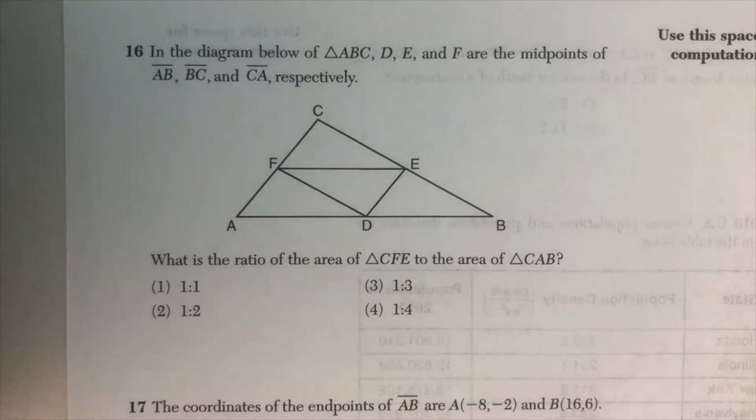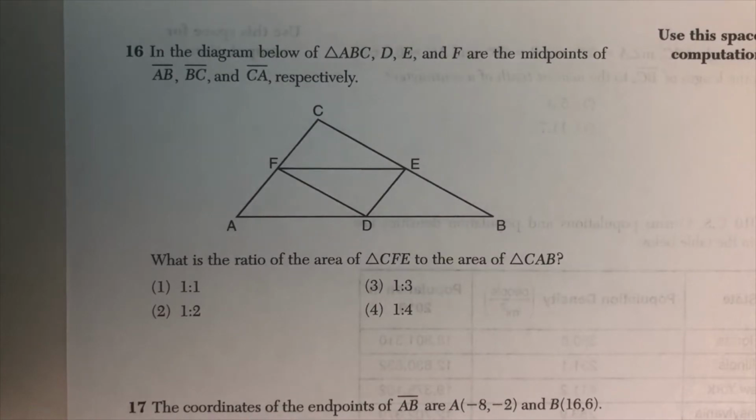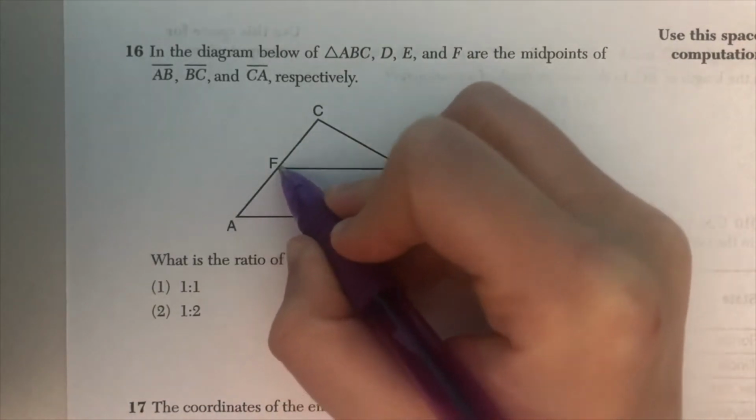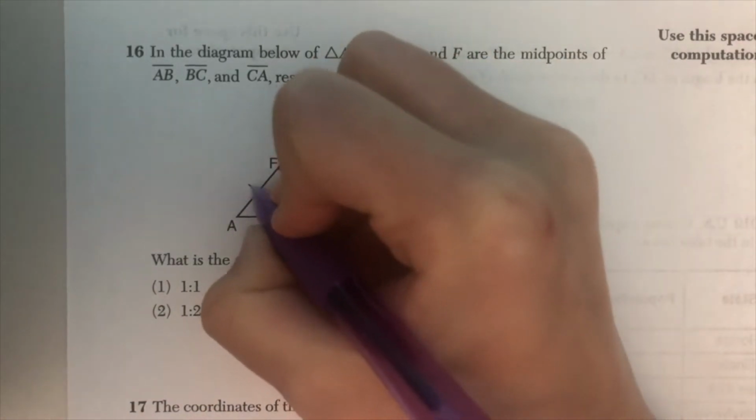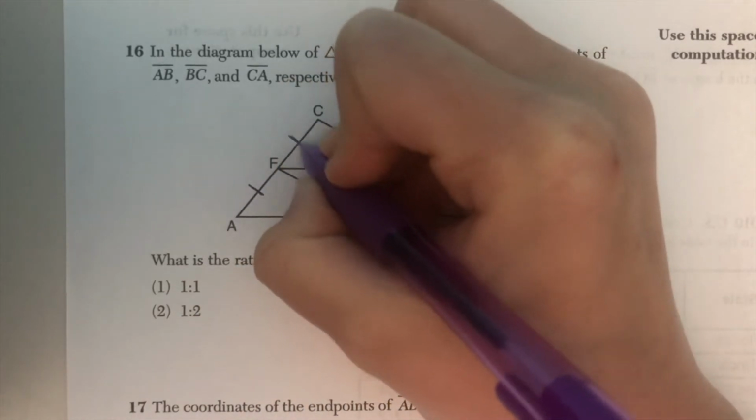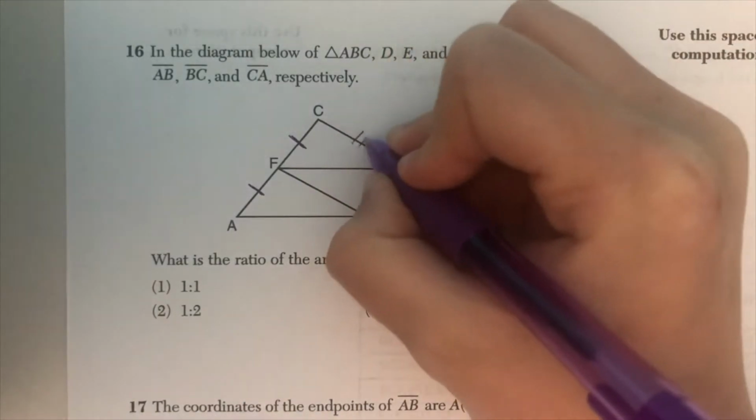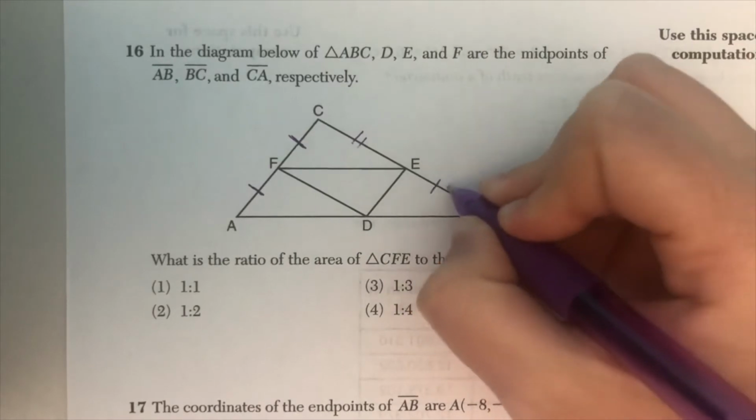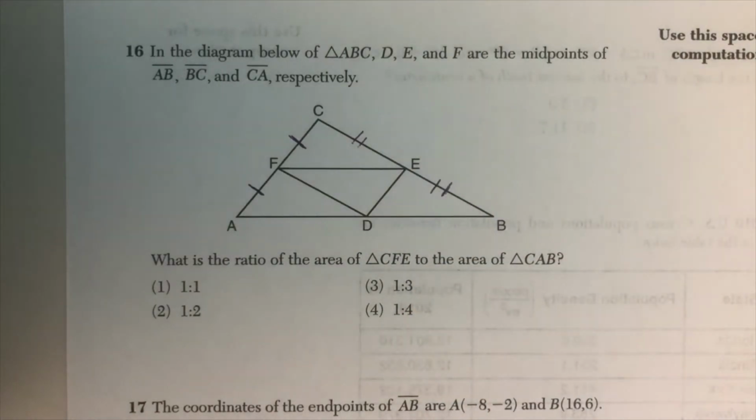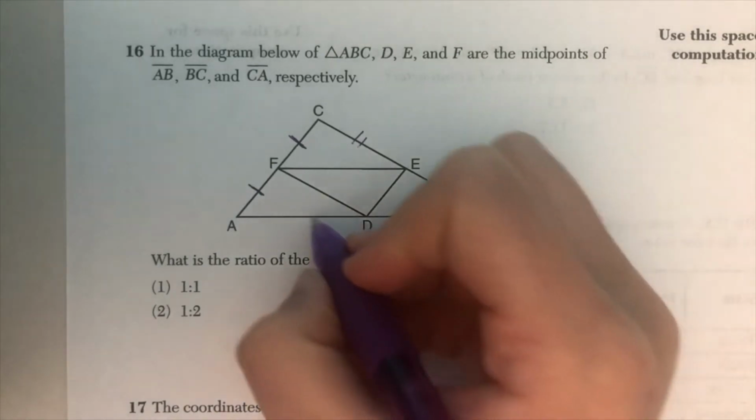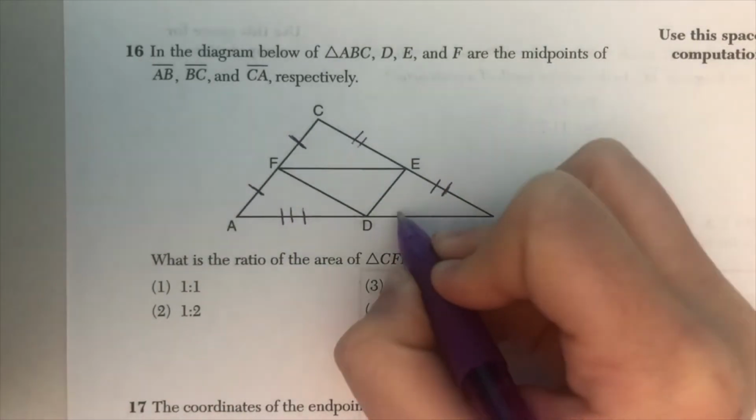Okay, so question 16, the diagram below of triangle ABC says that D, E, and F are the midpoints of AB, BC, and CA respectively. So if we know that they are the midpoints, then we know certain information about the line segments. So if F is the midpoint of CA, it cuts it in half. So FA is congruent to FC. We also know that E is the midpoint of CB, so CE is congruent to EB. Some strong dashes to show what's congruent to what. And D is a midpoint, so AD is congruent to DB.